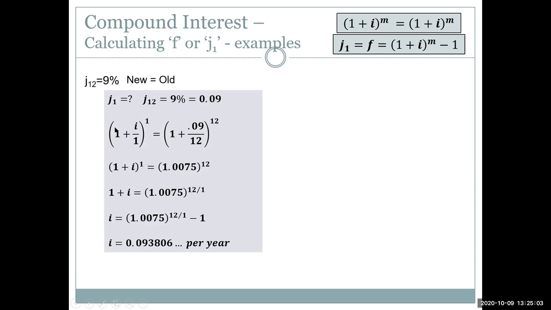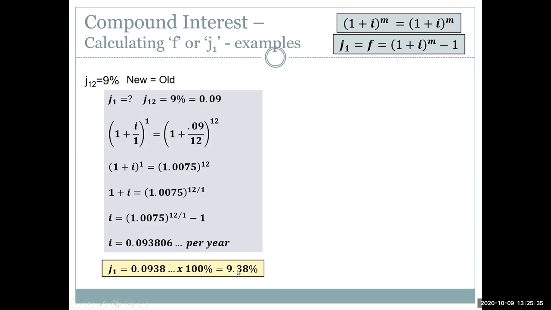The left-hand side is the same as before. Simplify the brackets. That comes out to 1.0075 raised to the 12th. Do our rules of exponents to get the 12 over 1 here. Isolate your I. Do your calculation, and we get 0.093806 per year. So our J1 in percentage is going to be 0.0938 times 100%, or 9.38%.